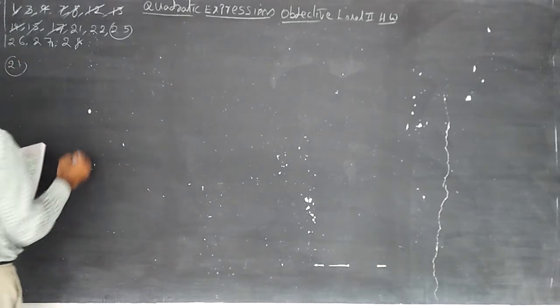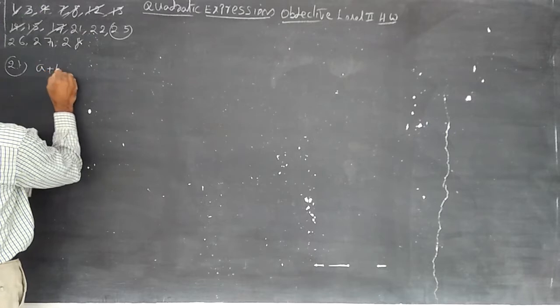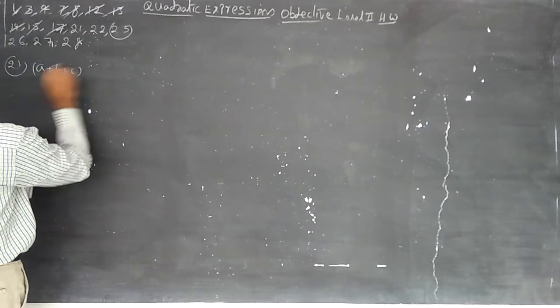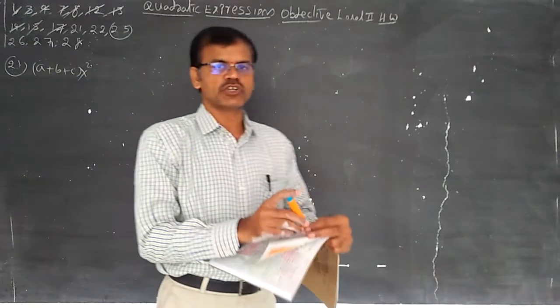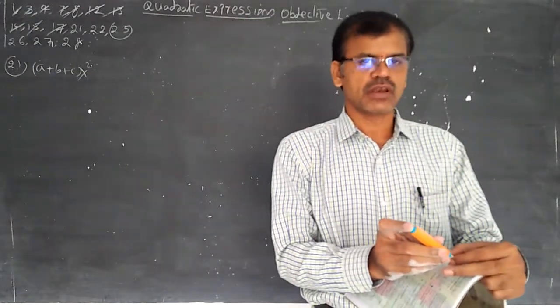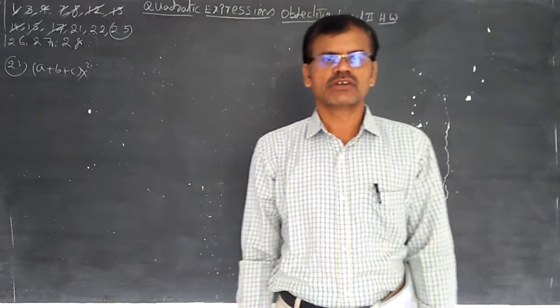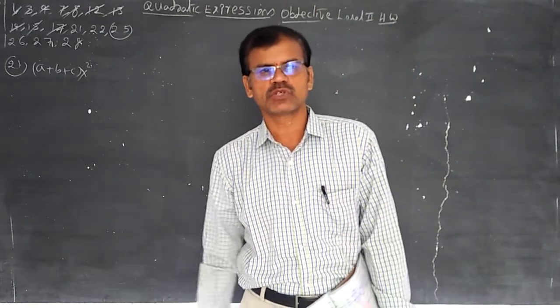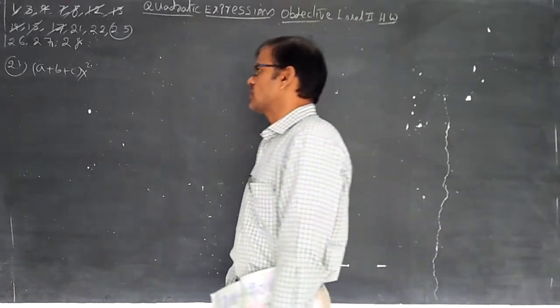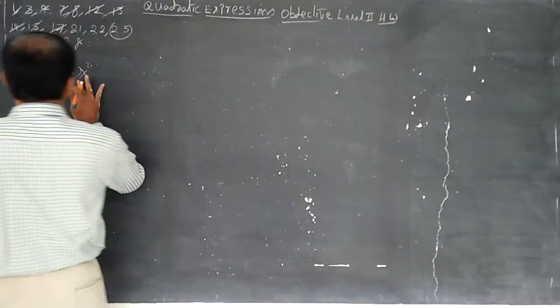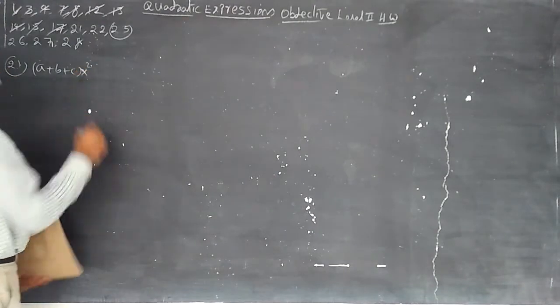If a, b, c are rational, then the roots of... here it is given that a, b, c are rational. If delta is greater than 0 and it is a perfect square, the roots are rational. If delta is greater than 0 but it is not a perfect square, then the roots are conjugate pairs of surds. If delta is equal to 0, roots are equal, and if delta is less than 0, roots are complex numbers.